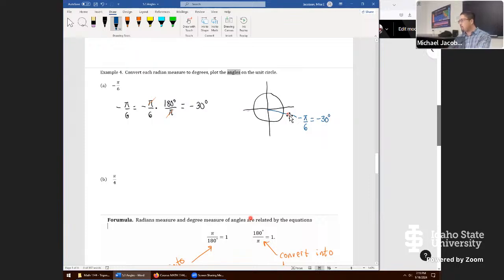As you can observe, it's a pretty rough plot. You don't have to buy extra hardware like a compass or a protractor and that kind of stuff. As long as you can get it in about the right ballpark, this would be considered full credit.